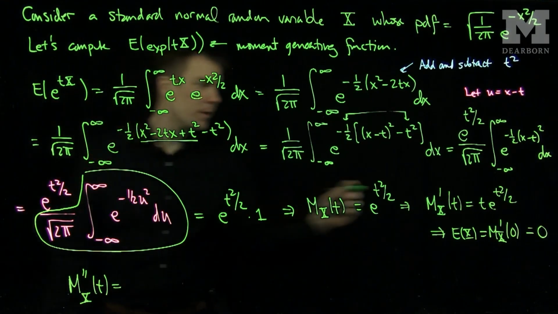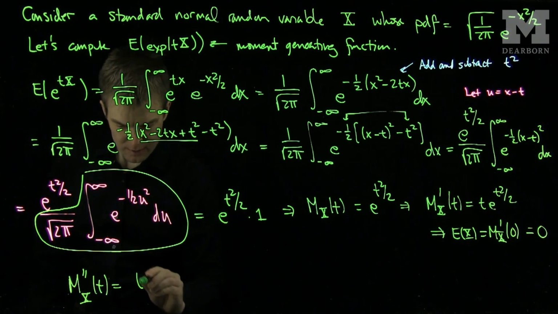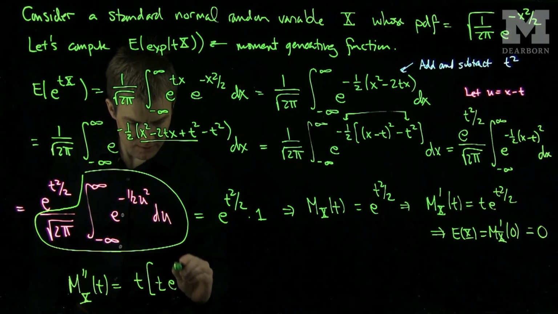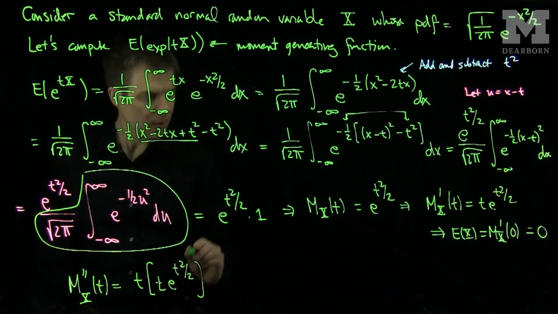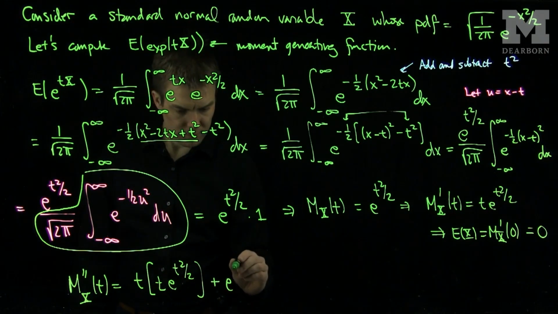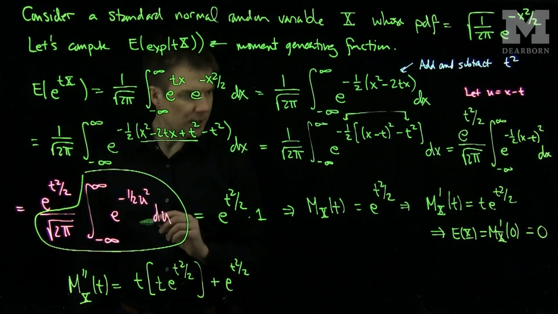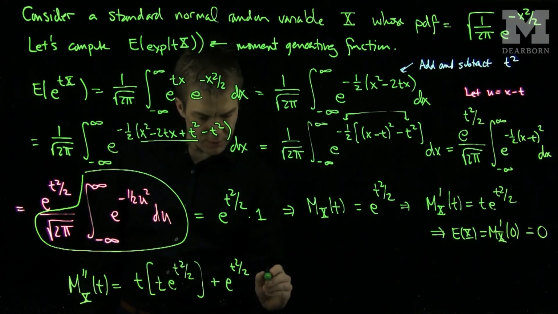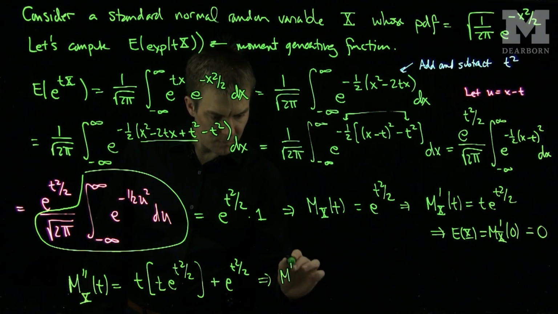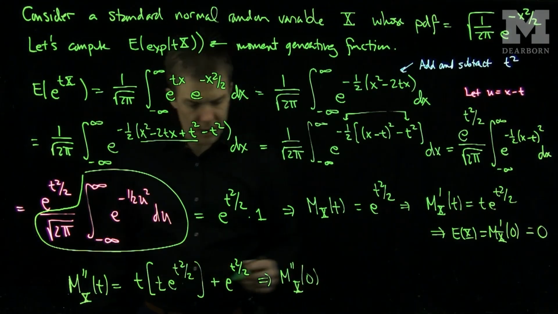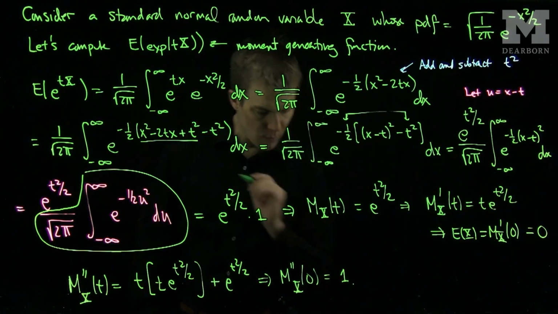If we do the second derivative, we'll use the product rule. It's the first function, t, times the derivative of the second function, which will be a t e to the t squared over 2, plus the second function times the derivative of the first function, and that gives me a 1. So this tells me that m double prime x of 0 is going to be equal to 1.